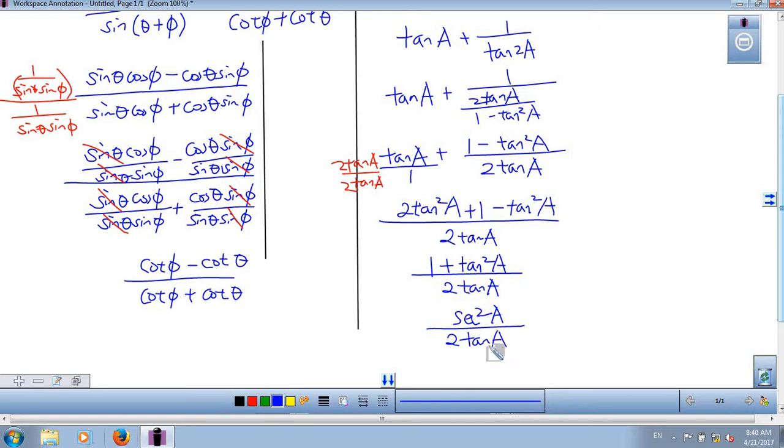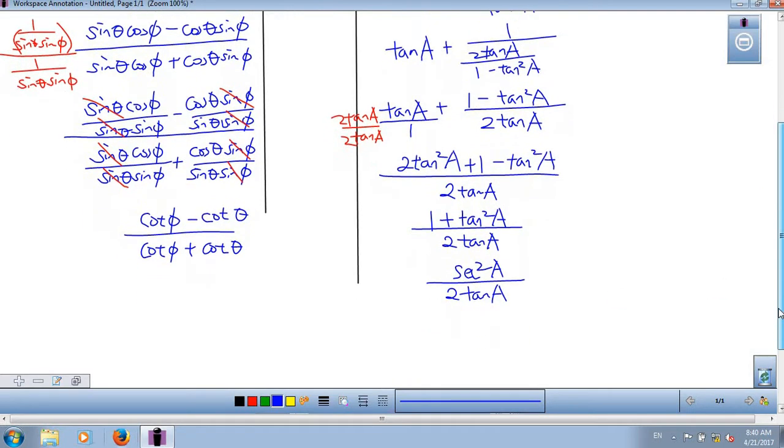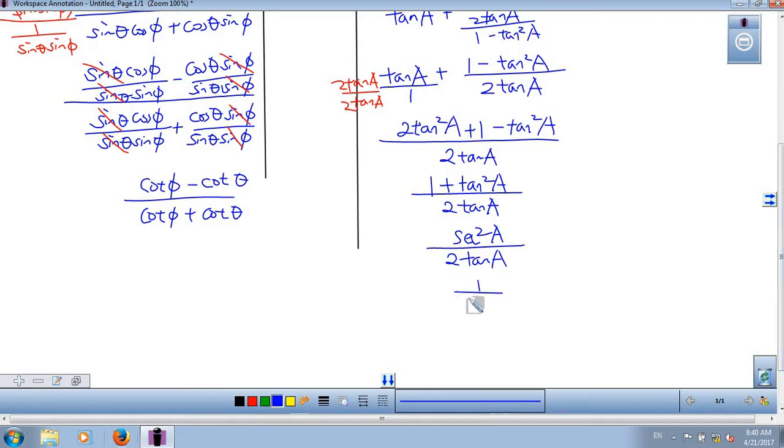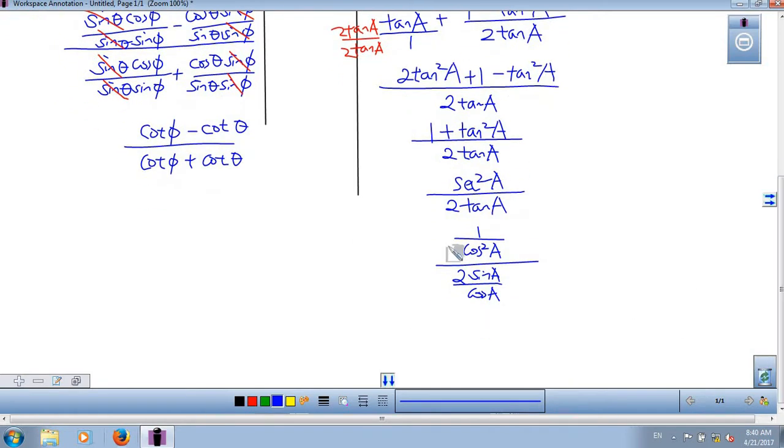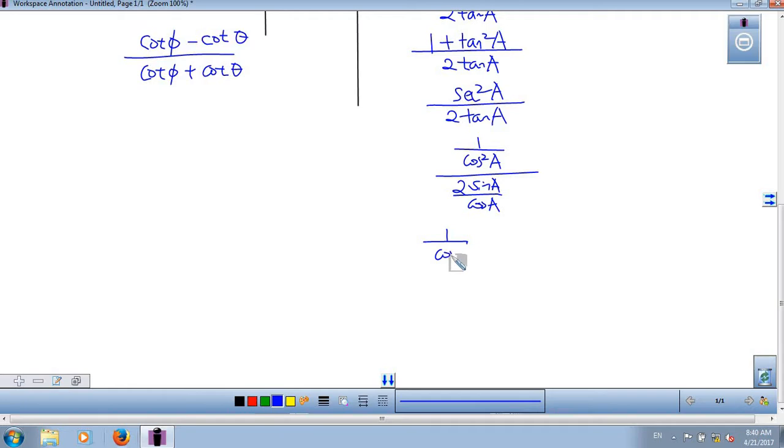Okay, and let's go ahead and convert secant and tangent to cosine and sine, so we can work this out. So the numerator is 1 over cosine square A, and the denominator becomes 2 sine A over cosine A. Alright, so this is a complex fraction. Again, when we divide fractions, we multiply by the reciprocal. So we multiply by cosine A divided by 2 sine A. As you can see, one of the cosine factors cancels out. So it becomes 1 over 2 sine A cosine A.